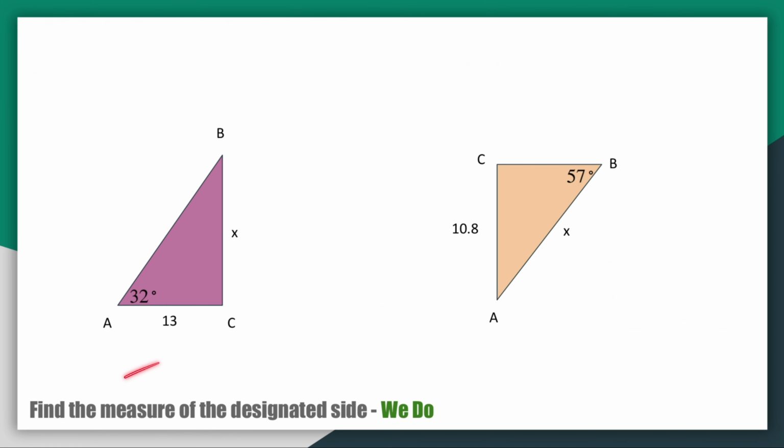All right. Now let's find the measure of these designated sides. So this is what we do. I'm going to do this one. You guys will do this one, okay? Now notice how I'm not saying use sine or use cosine or use cosecant or secant or cotangent or any of those things. You have to let the triangle dictate those things. So these are both right triangles. And the information you're given will dictate which one of those you use, okay?